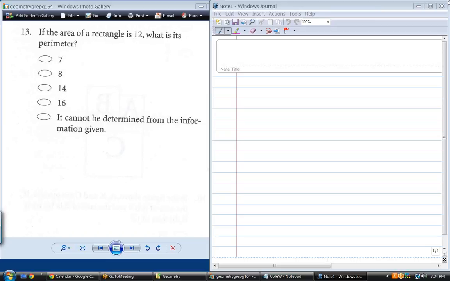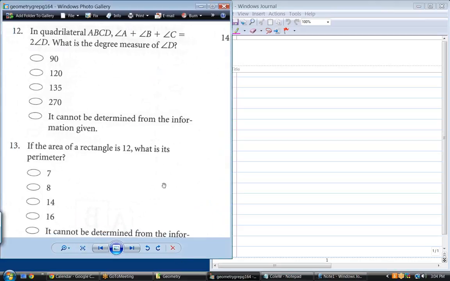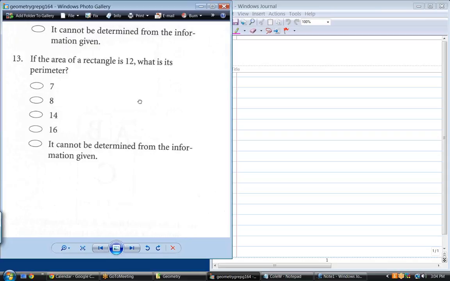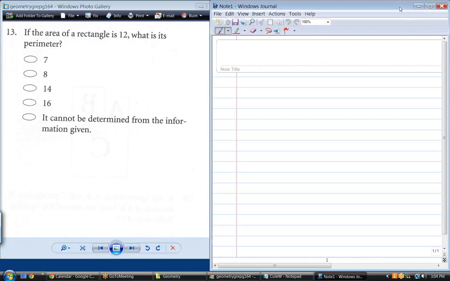Okay, cool. Well, let's get on it. We left off at 12, which was this question about a quadrilateral where we had 4 angles and the first 3 are equal to twice the fourth. And we figured out how to do that. So now let's talk about a rectangle.